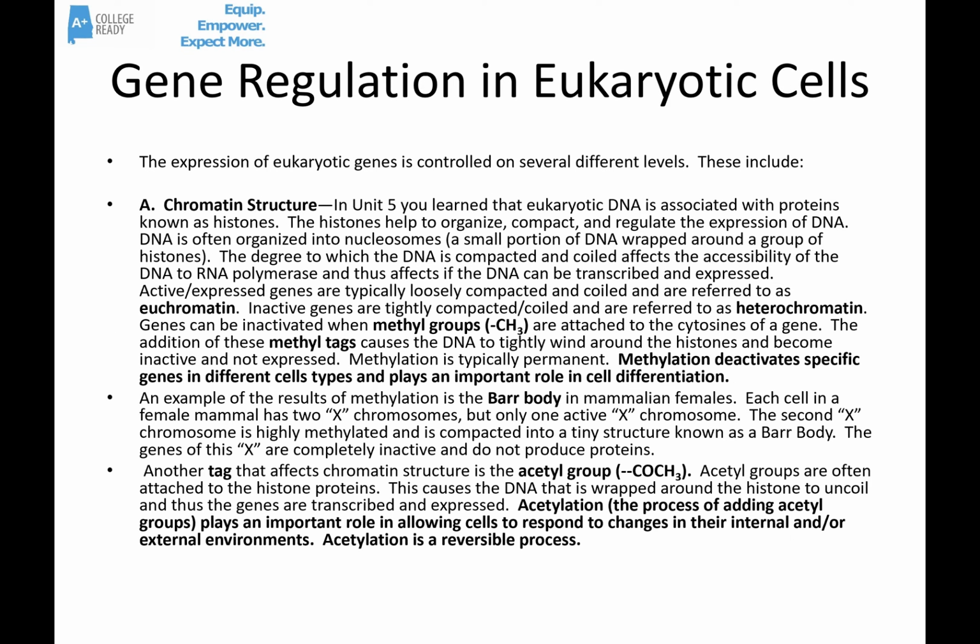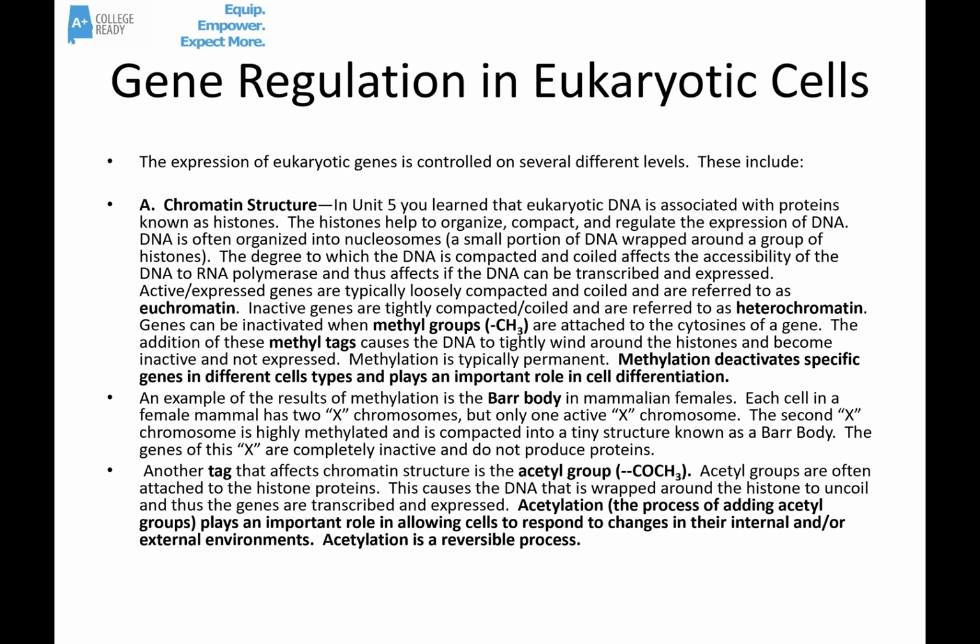So that's how prokaryotes regulate the expression of their genes. In eukaryotes, it's way more complicated, and we're still learning about the way eukaryotes regulate gene expression. But we're going to talk about how they can do it on several different levels, and we'll start off by talking about chromatin structure. If you think back to Unit 5, you learned that eukaryotic DNA is usually not in the form of a chromosome.